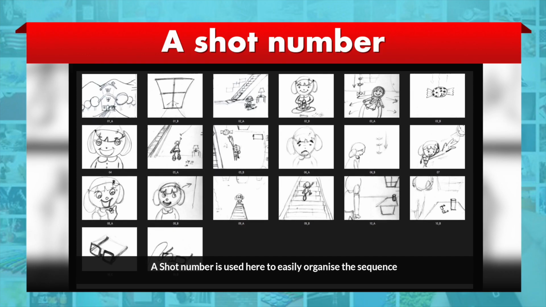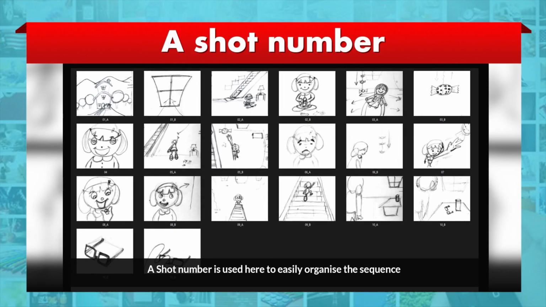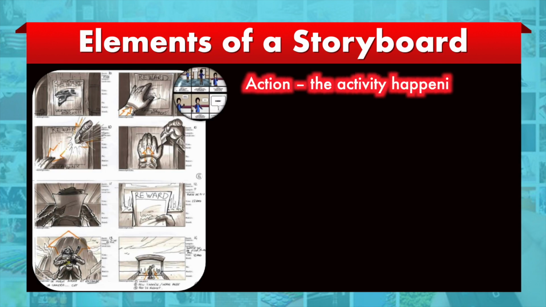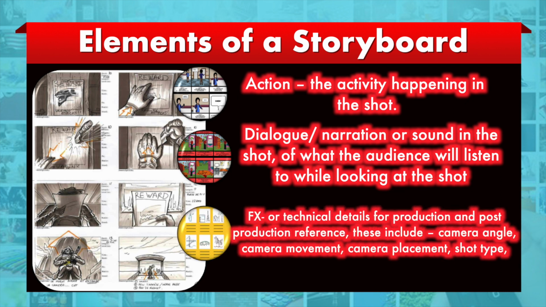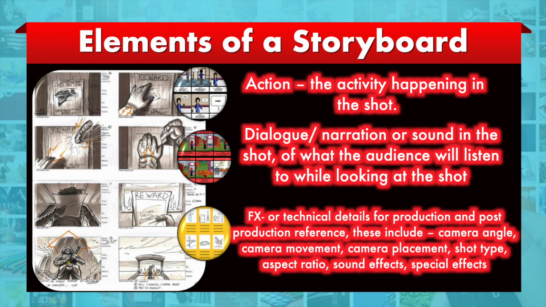A shot number is indicated, where in a particular sequence the shot happens. Action: the activity happening in the shot. Dialogues and narration or sound in the shot, of what the audience will listen to while looking at the shot. Effects, or also known as visual effects, technical details for post-production and production references.